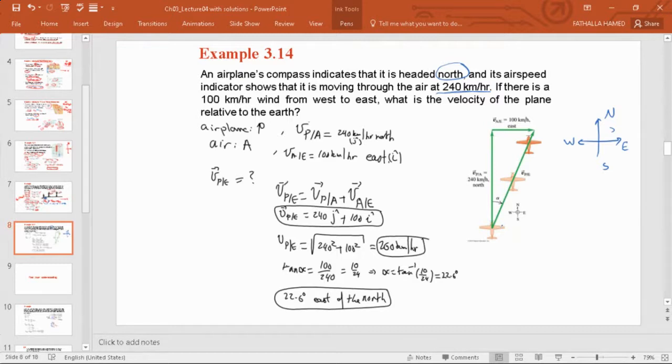So if you look at the airplane, it is heading north this way at 240 kilometers per hour. But the wind is basically going toward the east at 100 kilometers per hour. So the wind is going to push on the plane. And the plane is not going to go that way. It will basically go this way here.